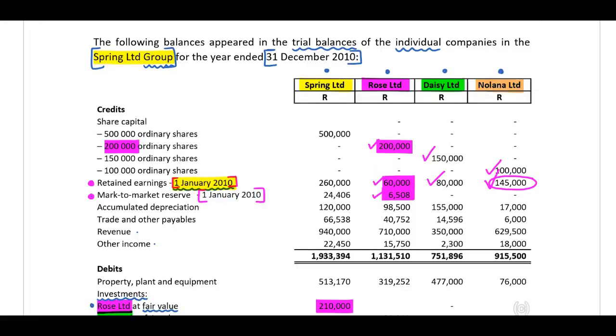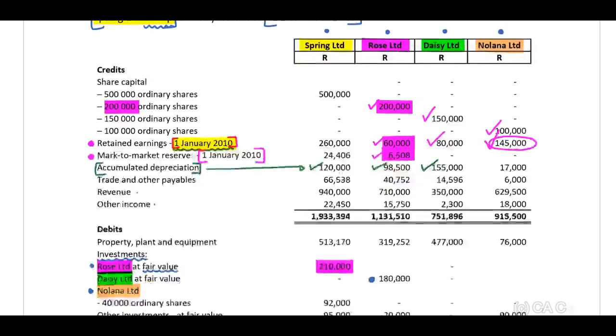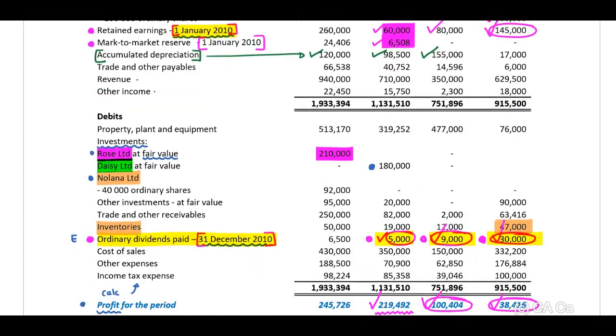Now when you look at the credits, we have our accumulated depreciation that we need to transfer. Accumulated depreciation of Spring, Rose, and Daisy, not Nulana. Why not? Remember, Nulana is an associate. Then the debits, we have our property, plant, and equipment of Spring, Rose, and Daisy.